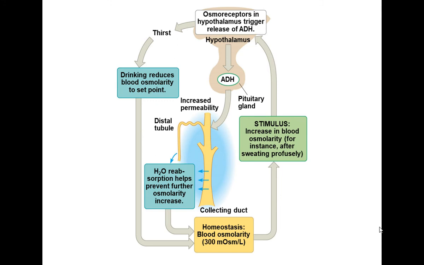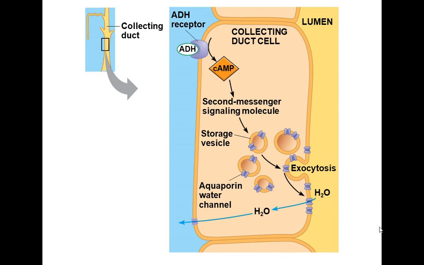Another more physical indicator of the dehydration is that you are thirsty. So you can ingest water, which will also help to reduce the blood osmolarity and get things back to a homeostatic level. Okay, so going back to cell signaling, the ADH hormone finds its receptor on the collecting duct cells. It sends off that second messenger, cAMP, which causes vesicles to be formed, and they are able to move through those channels to allow water to go back into the interstitial fluid of your kidney.